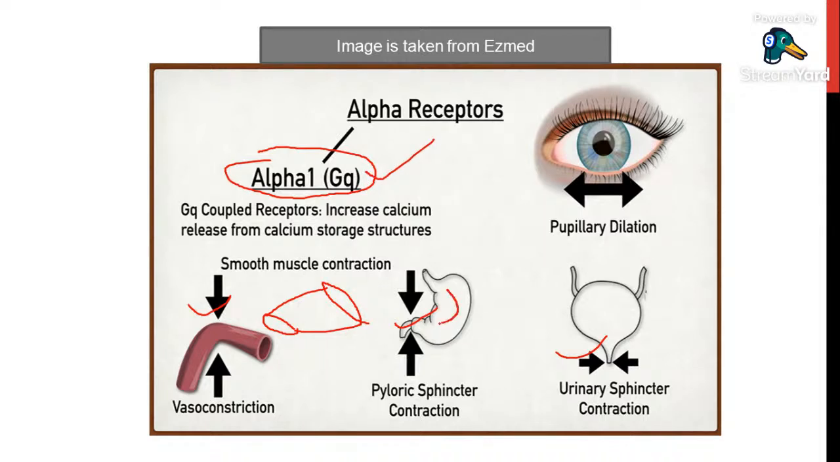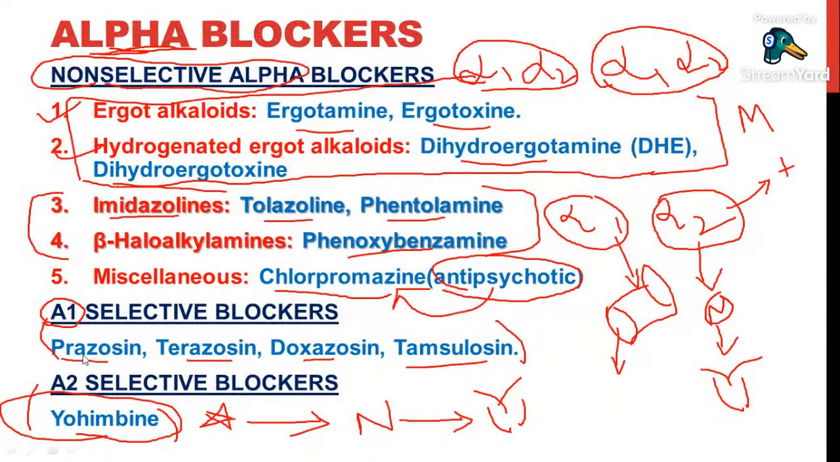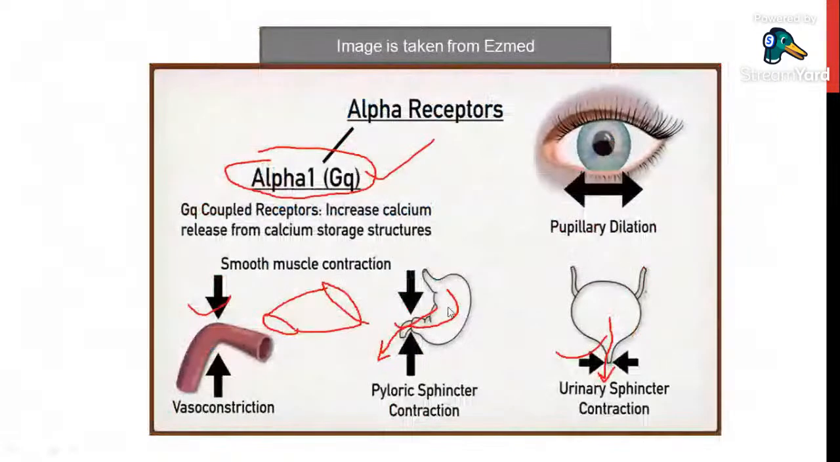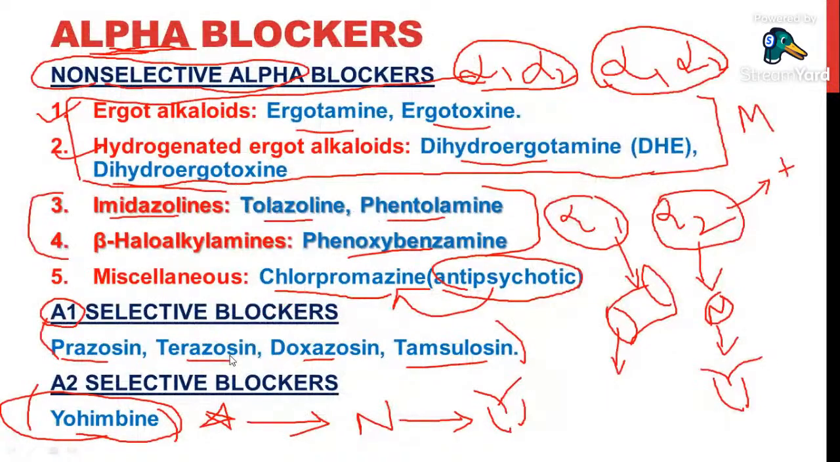So when the alpha 1 receptor is blocked, it will help the movement of gastric contents in the GI tract, and it will be helpful for movement of urine from the bladder. So terazosin, doxazosin, prazosin, tamsulosin, all these drugs will help in defecation and urination, and along with that they dilate blood vessels and are helpful in hypertension as well. These are some examples of alpha blockers.